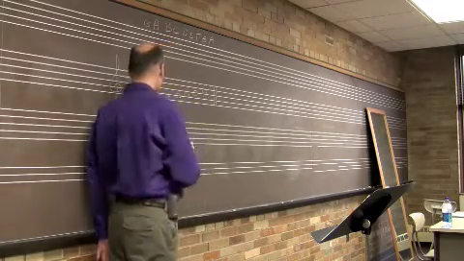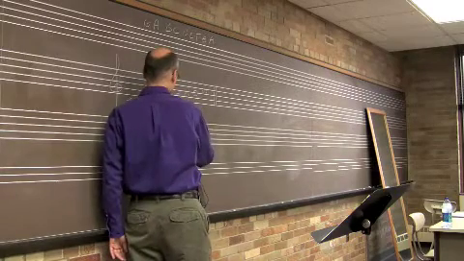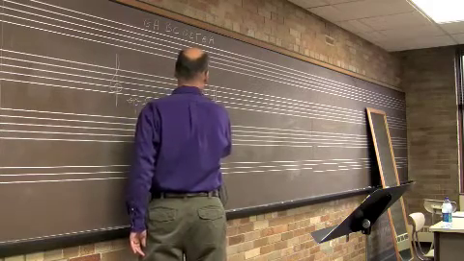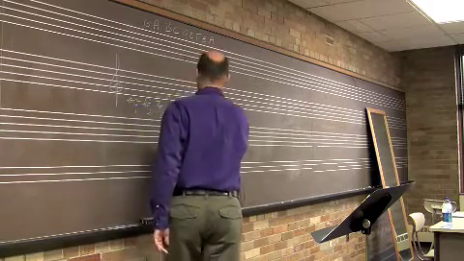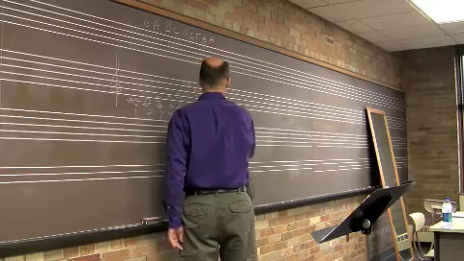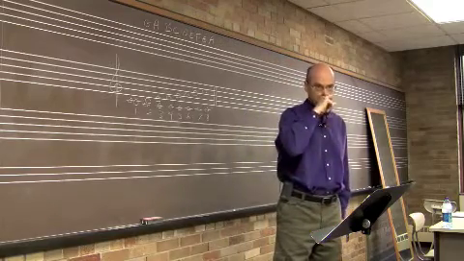C to E is third. C to F is fourth. C to G, fifth. C to A, sixth. C to B, seventh. C to C. Pretty easy, isn't it? Everybody see that?